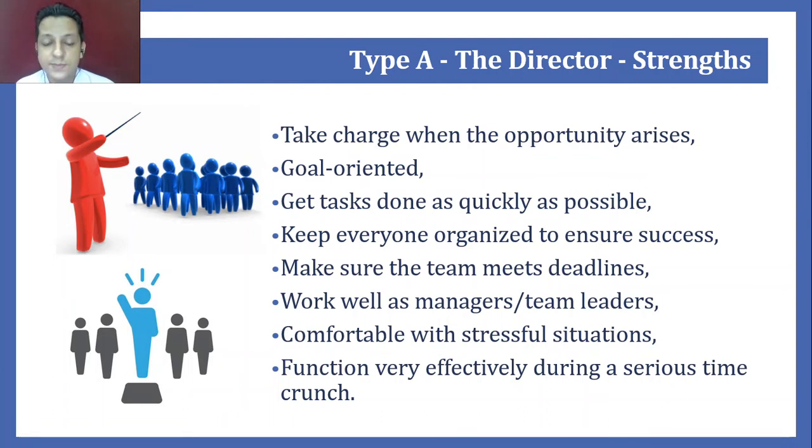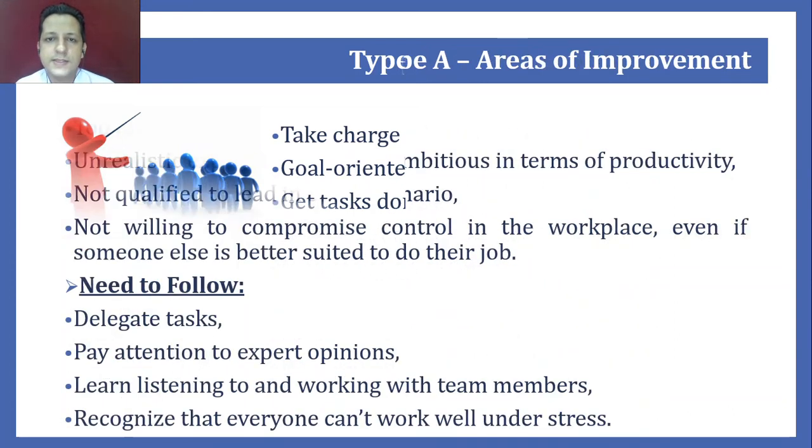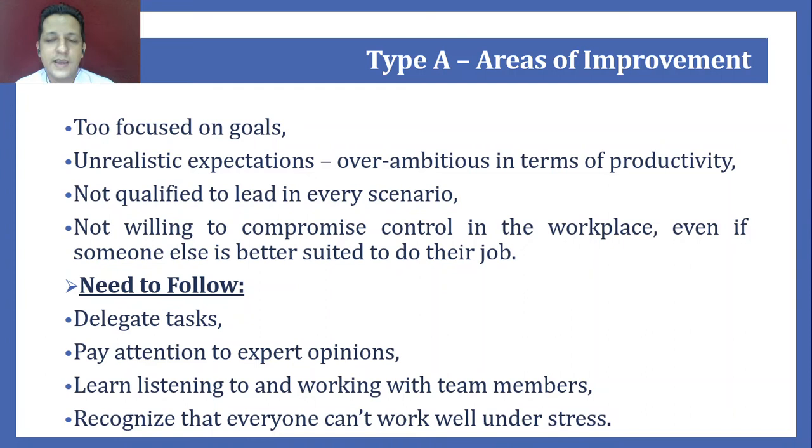They are usually more comfortable with stressful situations because time and again they are habitual to face such kind of situations as leaders. They function very effectively during a serious time crunch. So we use words like leadership crisis. Whenever such a situation arises, such kinds of people come forward and are ready to perform any difficult task. But a coin has always two sides. So everybody who is having some strengths might also have some weaknesses. So the weaknesses of such kinds of people are this. I call them areas of improvement, not weaknesses.